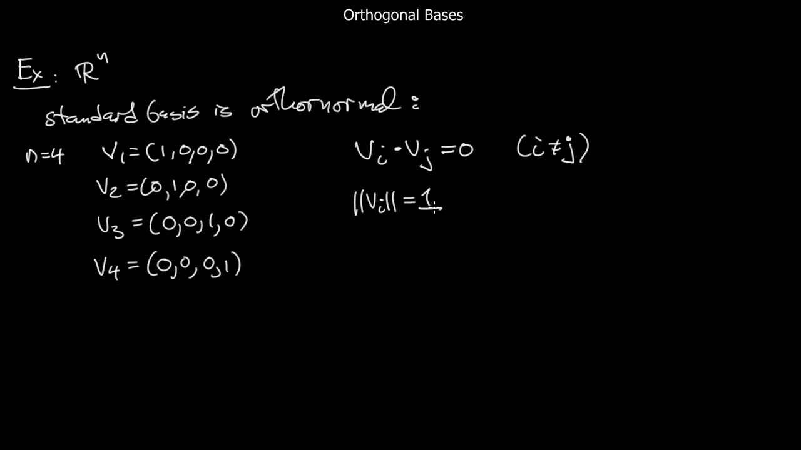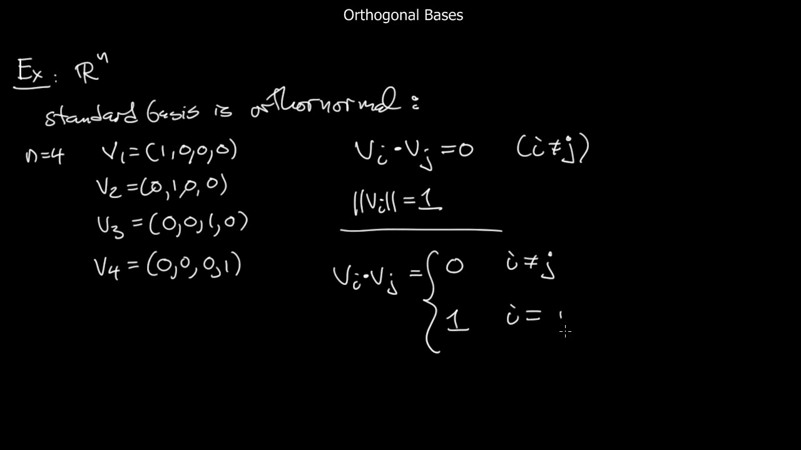So the notion of orthonormal is meant as a generalization of the standard basis, and in important special cases, the standard basis. Now notice that we can write the condition as vi dot vj is 0 if i is not equal to j, and 1 if i is equal to j. That's just another way of writing the two conditions for being orthonormal.